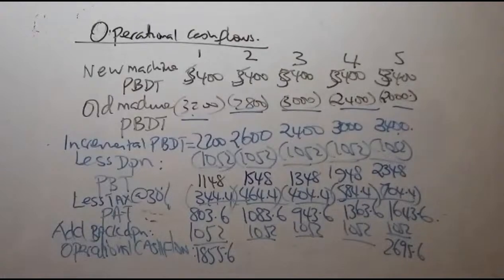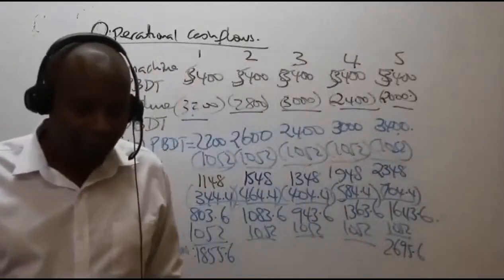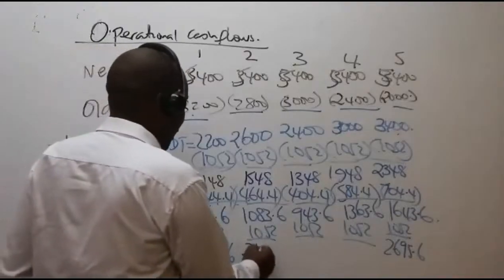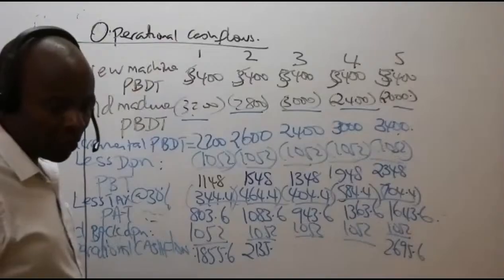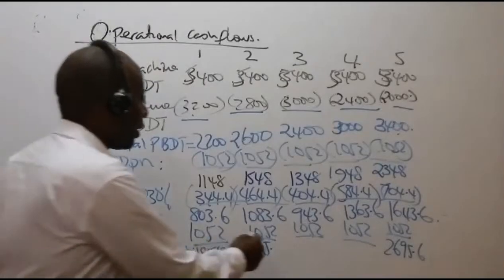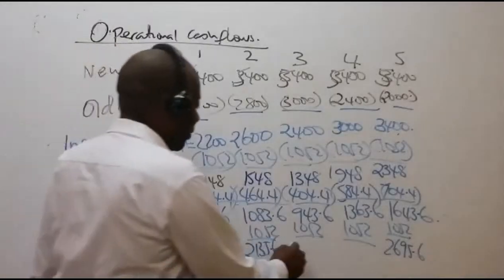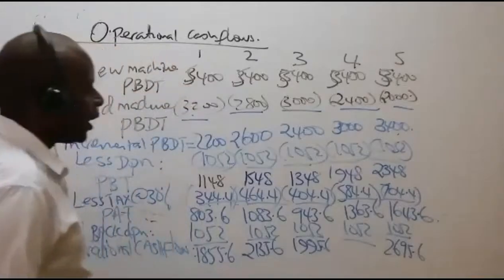So what figures are we getting, ladies and gentlemen? Year number 1, number 2, I can see 2135.6. Please write there. Year number 3, write the year. 1995.6.